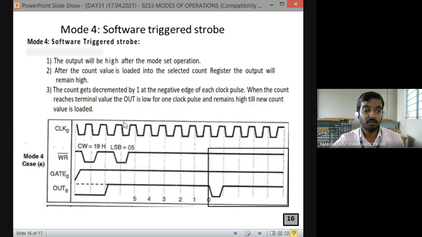Depending on my count value, listen carefully: if the count is 5, after 5, 4, 3, 2, 1, 0 finishes, one low pulse comes and it is maintained high again. If I want to generate a low pulse after 10 counts, what value do I have to put in the count register?